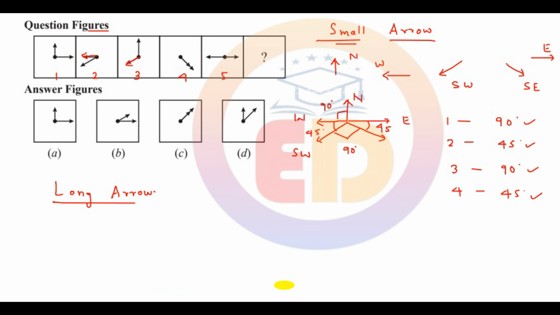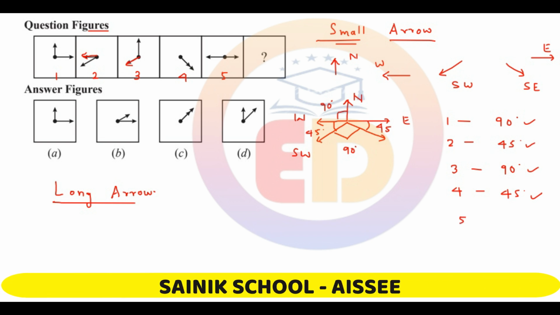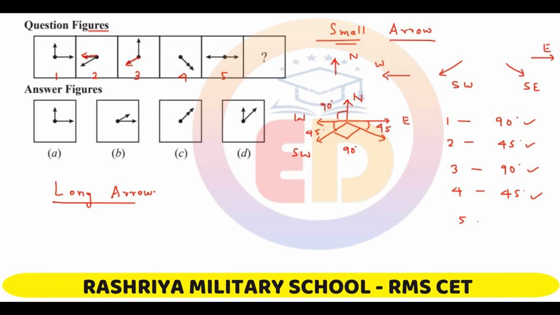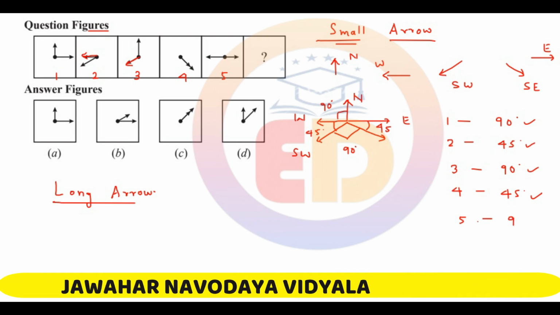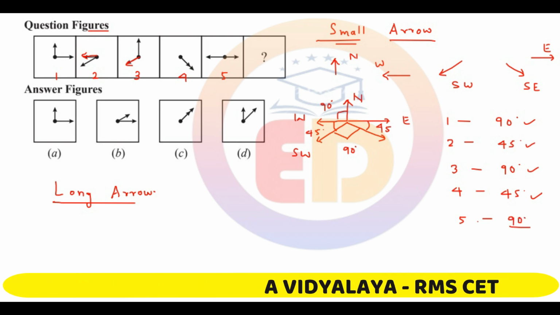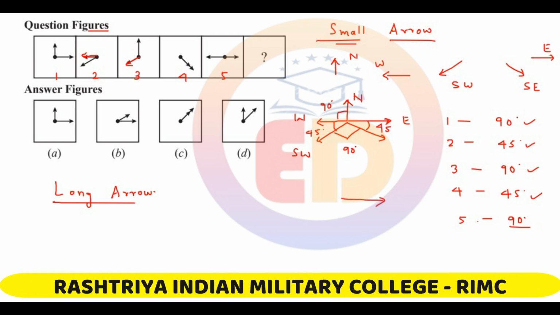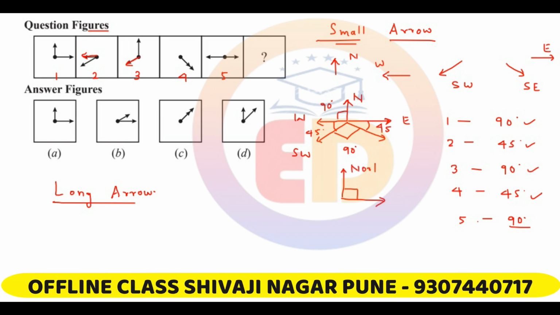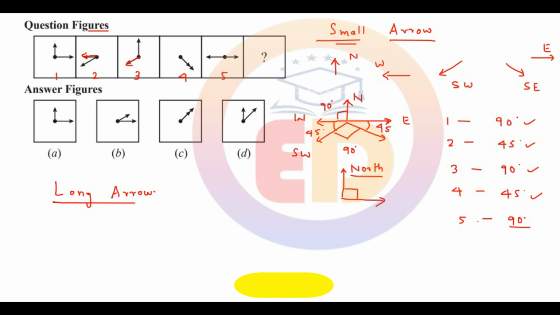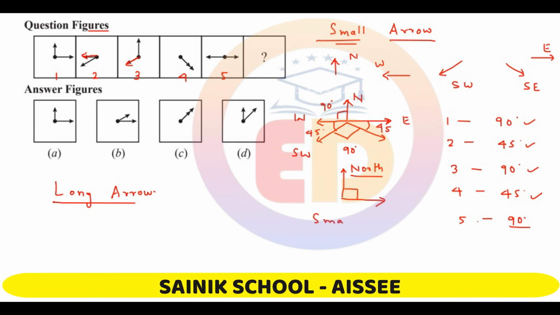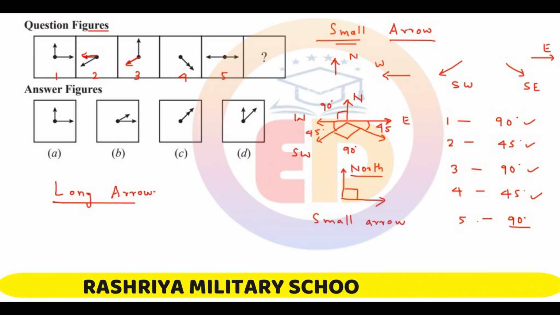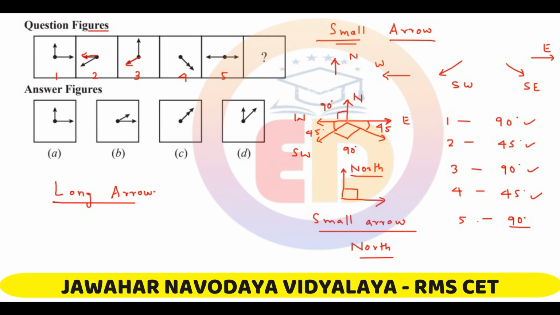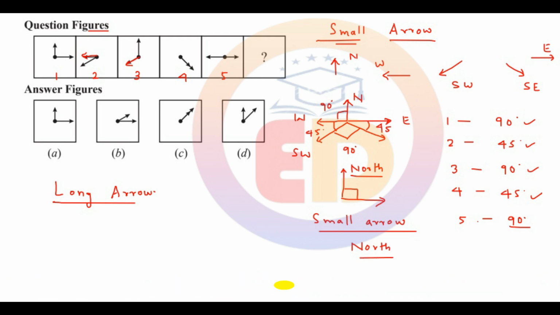So in the next shape, rather the answer figure, it will move 90 degrees. Right now the small arrow is facing east, and if you move it 90 degrees, it will start facing north. So in my answer figure, the small arrow should face north. Now let us trace the movement of the long arrow.